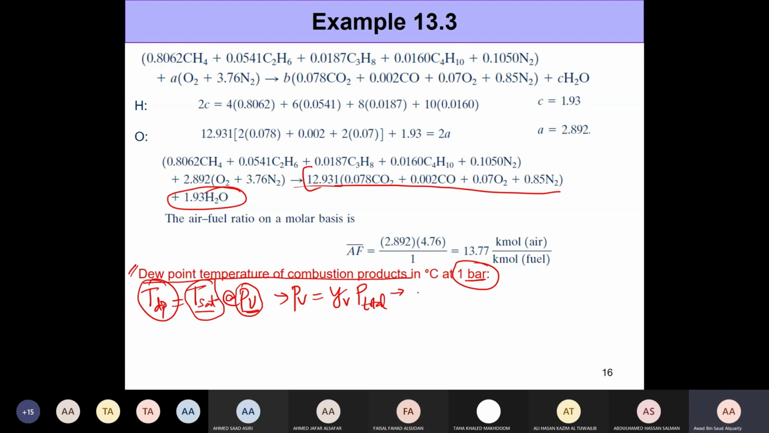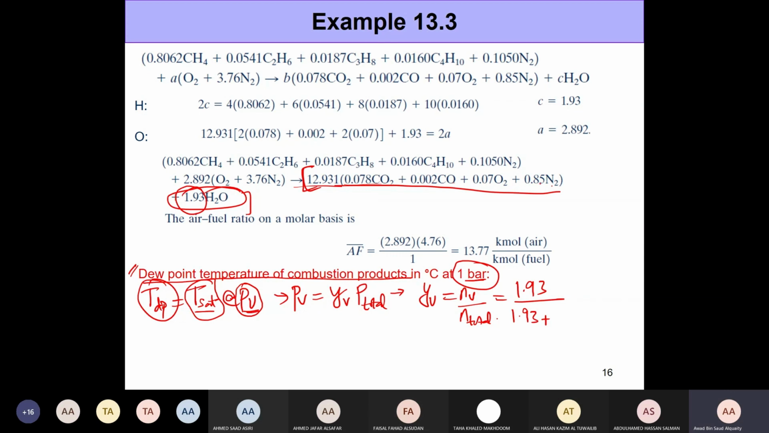The only thing that we need to calculate is the mole fraction Yv for water vapor, and this is simply equal to the number of moles of water vapor divided by the total number of moles. Again, we're just looking at the product side, nothing else. So looking at this, the number of moles of water vapor is simply 1.93. The total number of moles, however, would be equal to 1.93 plus the number of moles for all these components for the dry products.